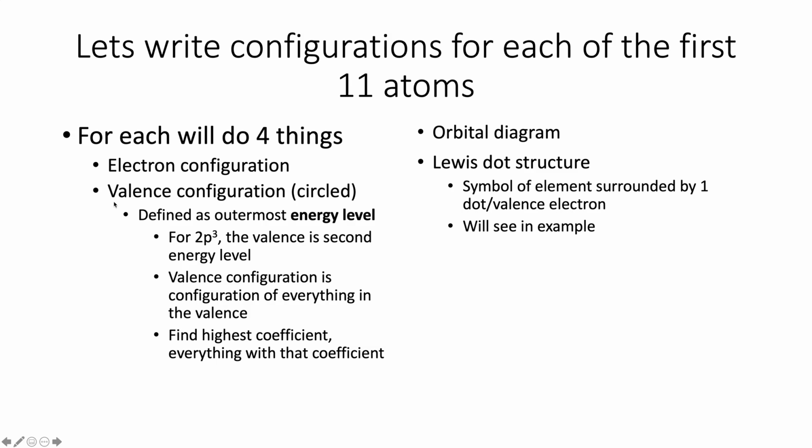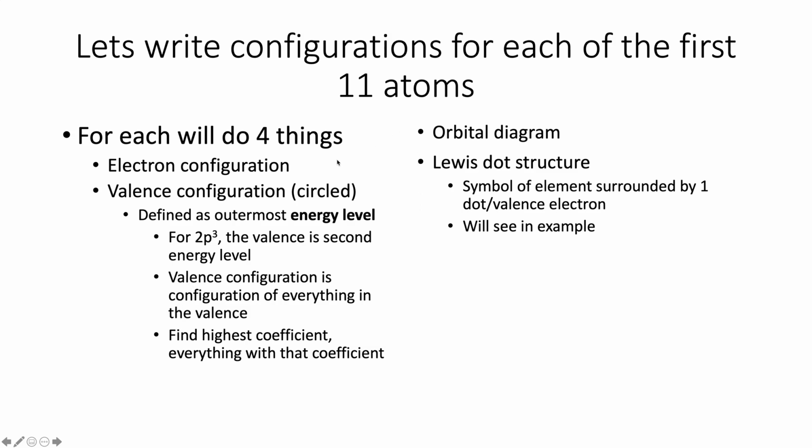valence. The valence is defined as the outermost energy level. And why is that important? It's important because now we're getting the level of detail that we can say the electrons are on the outside, but we can specifically say which electrons are on the outside and how they are arranged. So the valence configuration is everything in the valence. And remember, the valence is the energy level. The energy level is defined by the coefficient.